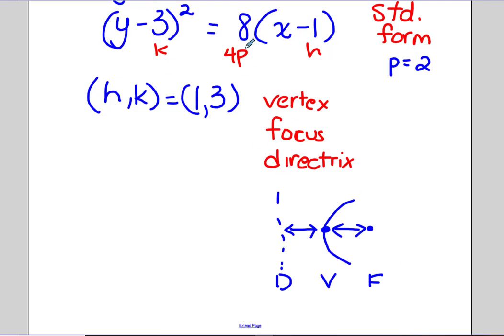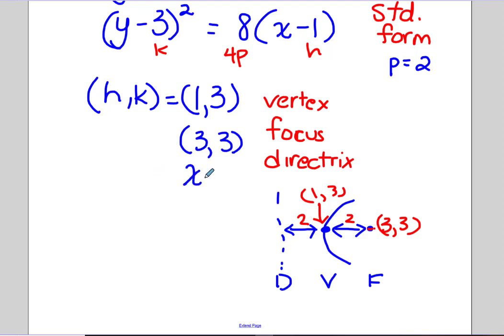So if this goes 2, and this goes 2, and this point was at 1, 3, then this point has to be 3, 3, because we're adding to the x value here. So our focus is going to be 3, 3. And then the directrix 2 units away would be, let's see, if we were at 1, so we'd go 0, -1. So our directrix would be at -1, since our p-value was 2.